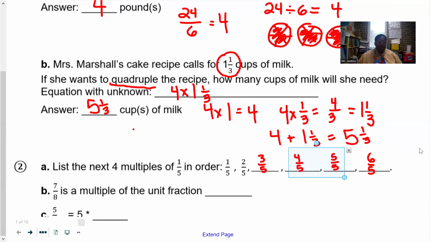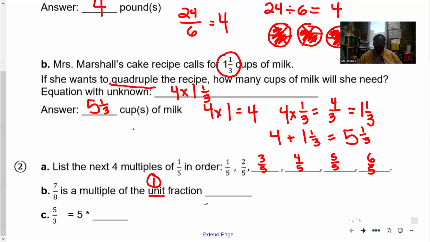All right, B says 7/8 is a multiple of what unit fraction? Guys, a unit fraction is a fraction that has a 1 as the numerator. It's a unit or one piece of that fraction or of that whole. So 7/8, the unit fraction is 1/8.